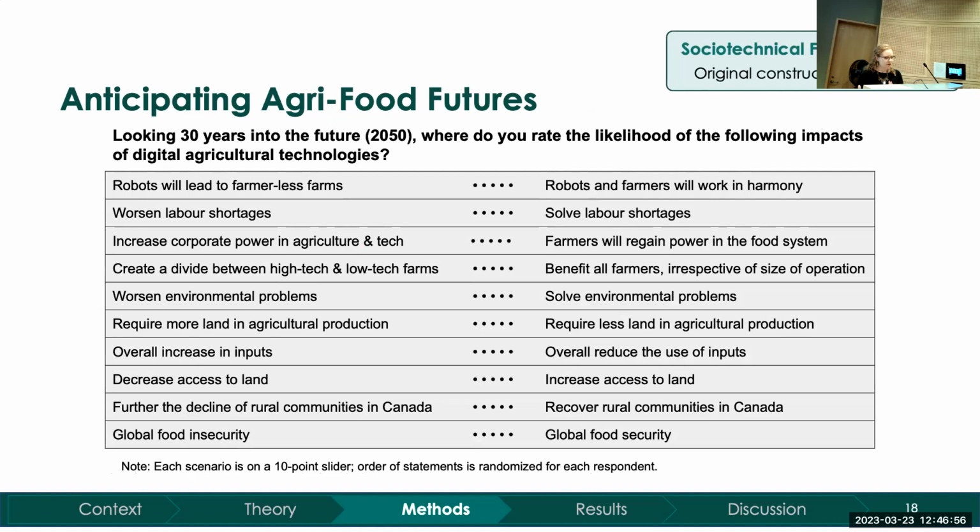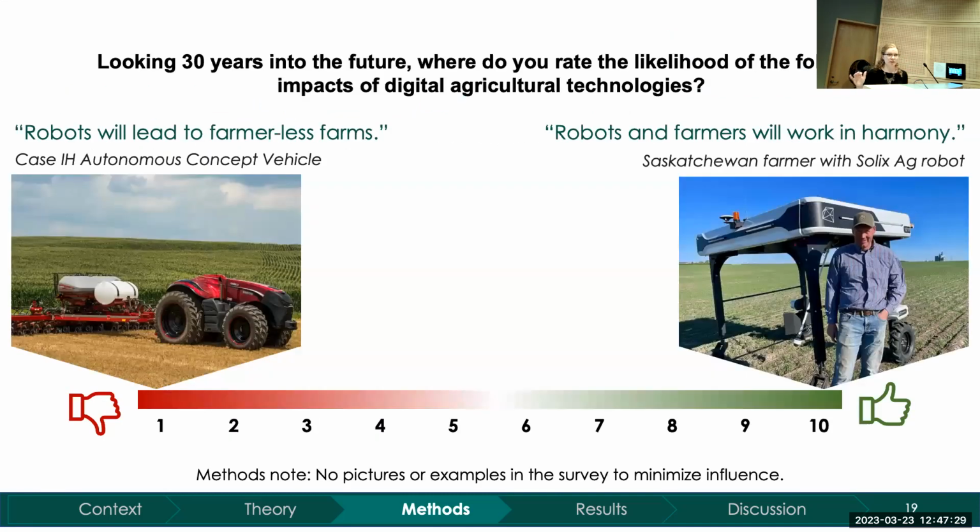The socio-technical futures, this is not an established scale, but we divided up 10 key ideas from the literature and past research experience of mine and of the research collaborators at the University of Guelph as the key things that are being discussed or viewed as important for farmers in Canada. Those include the decline of rural communities in Canada, relationships between robots and labor, the divide amongst farmers between high-tech and low-tech farms. And for each of these, they appeared on a scale of 1 to 10.